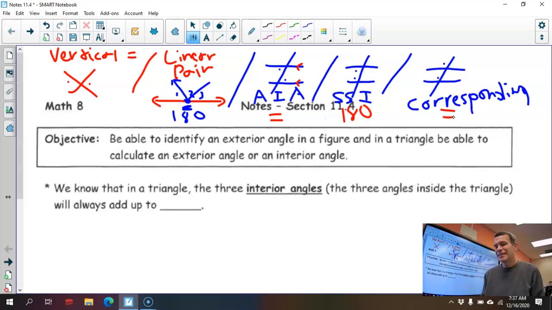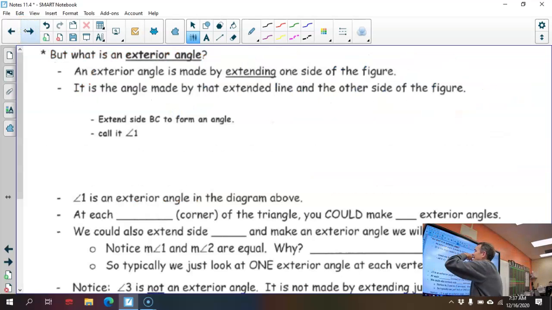And then we learned a couple basic things, like inside a triangle. We know that in a triangle, the interior angles, so that would be these three, the three angles inside the triangle, will always add up to 180 degrees. So we're going to add one more thing today, and that is, what is an exterior angle? An exterior angle is made by extending one side of the figure.